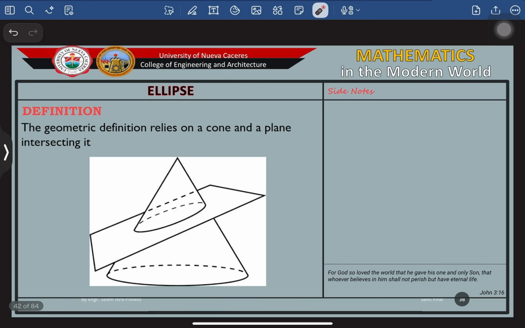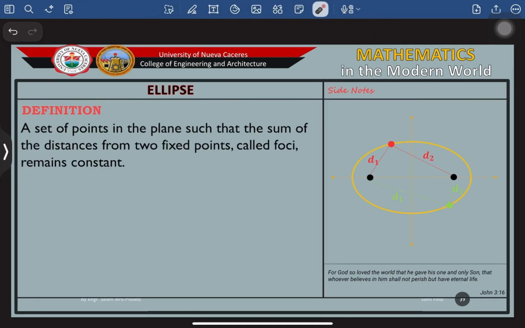So how is the ellipse formed? The ellipse is formed when the plane cuts the cone at an angle not parallel to the base and also not passing through the vertex of the cone. So in short, the plane is tilted a bit, kaya yung intersection line niya sa cone becomes an oval, and that's the ellipse.